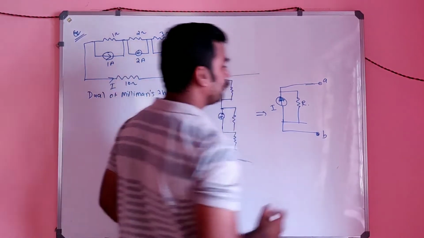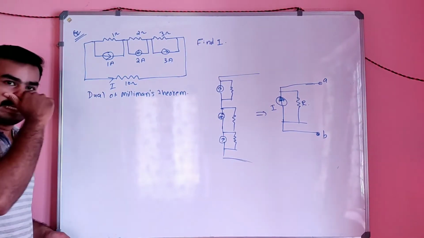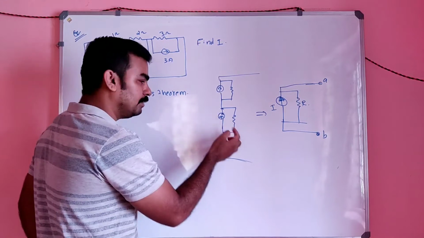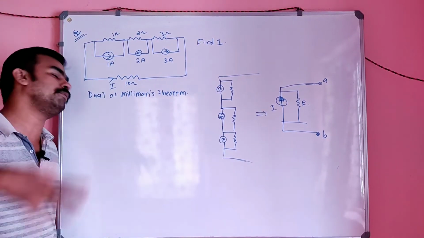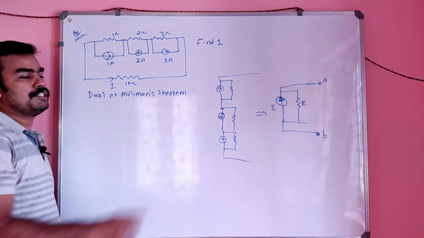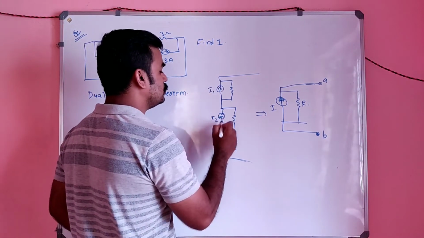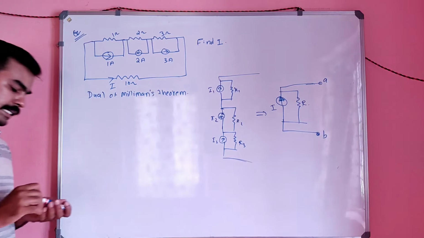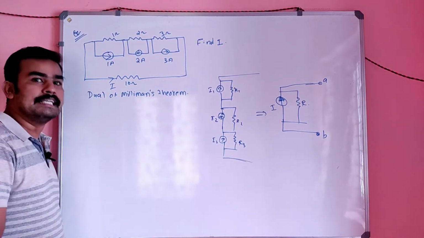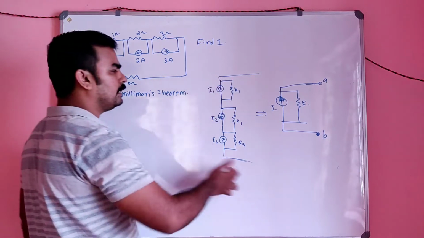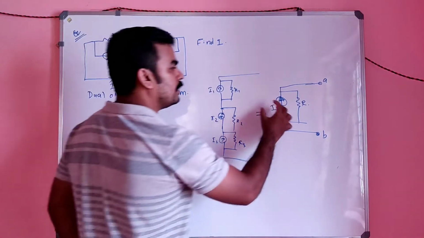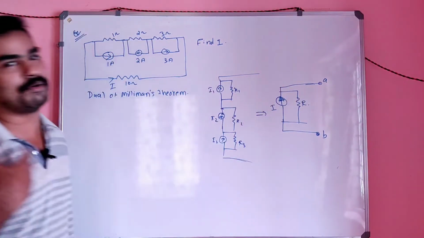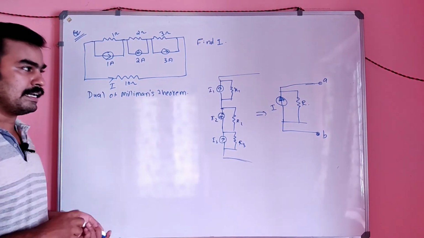Terminal A and terminal B. So the dual of Millman's theorem says that if you have a current source in parallel with a resistance, and another one in series with it, up to n times, say currents I1, I2, I3 and resistances R1, R2, R3, all connected in series, then the effective circuit simplifies to a single current source in parallel with a single resistor. You have to find the value of that current source and that resistance. Is it clear?